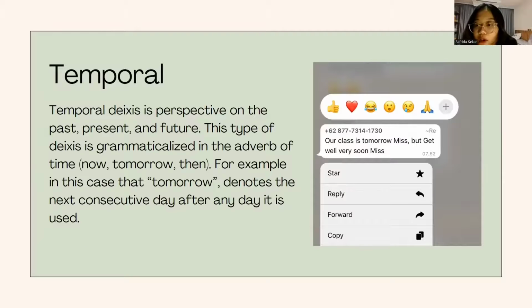The second is temporal deixis. Temporal deixis is perspective on the past, present, and future. This type of deixis is grammaticalized in the adverbs of time, such as now, tomorrow, and then. For the example in this case, tomorrow, which denotes the next consecutive day after any day, is used. The person in the message explained that the class takes place after the day she said, or the next day. Next slide, please.